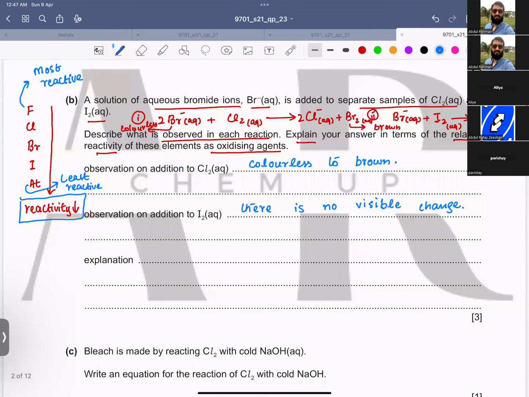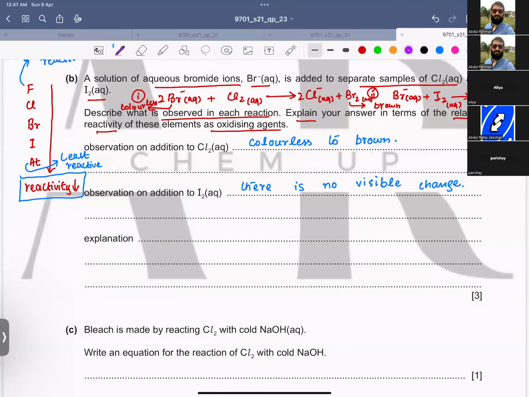I am writing over here the rule that more reactive halogen displaces the halide ion of less reactive halogen.